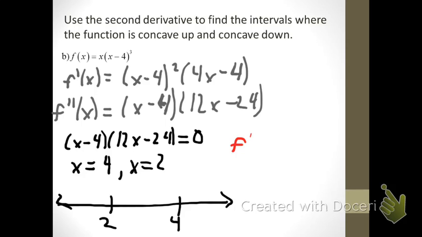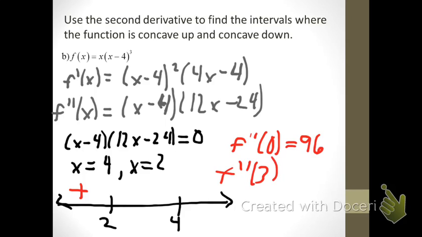Okay, now a little bit of work there. It turns out that the second derivative of 0 is equal to 96. And I chose 0 because it's in that interval from negative infinity to 2. So that means that the second derivative is positive until you get to 2. Then the second derivative of 3, so a number between 2 and 4, is equal to negative 12. So the second derivative is negative on that interval. And second derivative when x is equal to 5 is positive 36, telling you that after 4, the second derivative is going to be positive the entire way.